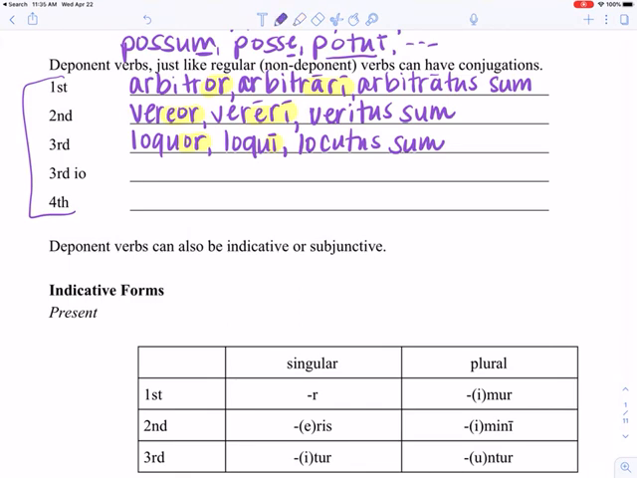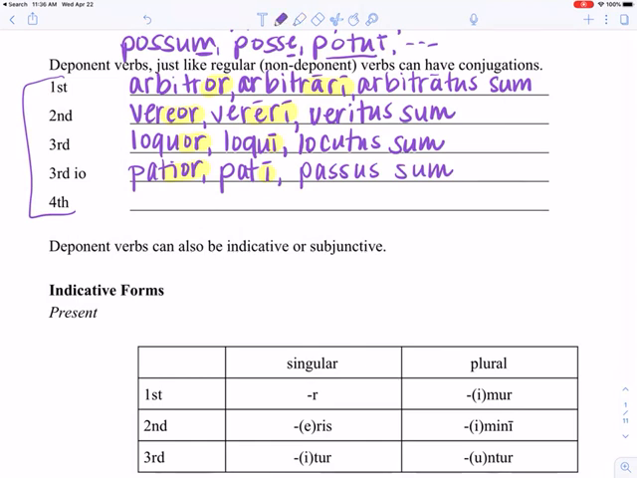All right, moving on to third -io, we're going to use this word, patior, pati, passus sum. For third -io, we had the -io and then an -ere, very much like third conjugation with that -ere. So here, our second principal part still just has an -i, just like third conjugation. But in typical third -io fashion, our first principal part is going to end in -ior.